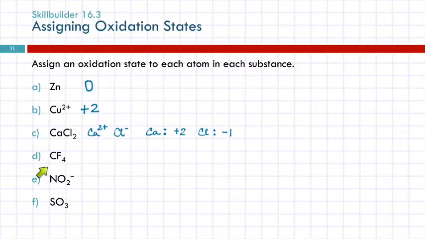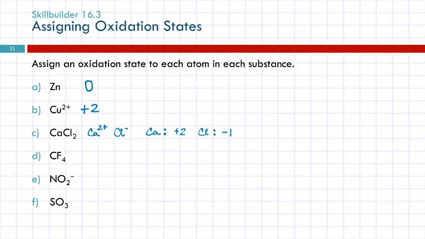CF4. 2 nonmetals. There's no ions, right? So this is where we really need oxidation states, because how do we tell what they are? Well, the oxidation states have to add up to the overall charge, which is 0. But we've got fluorine and we've got carbon, and so who gets first pick? Fluorine. Fluorine's first.